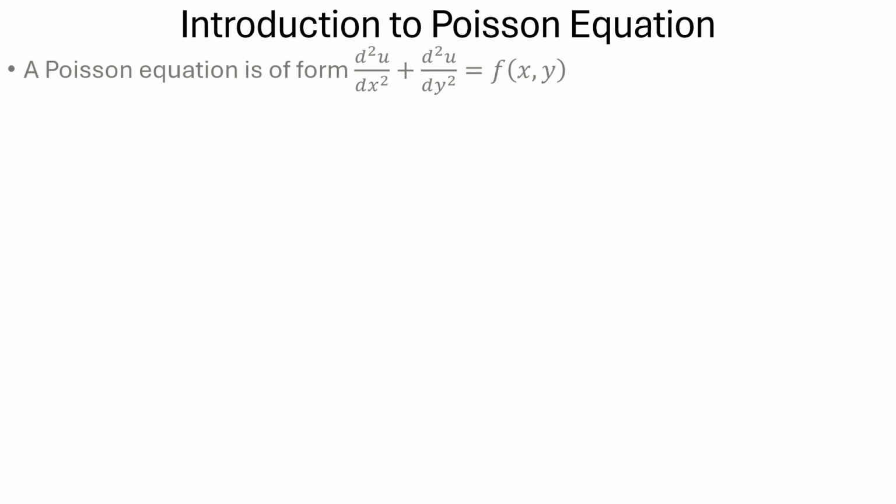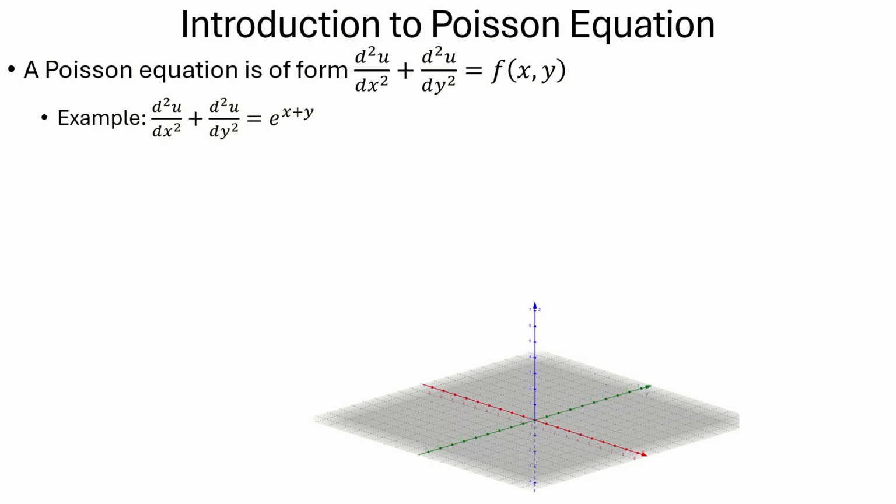To begin, recall that the Poisson equation is a partial differential equation of the following form. The sum of the second derivatives with respect to each independent variable is set equal to some known function f of our independent variables. In 2 dimensions, that is, where the unknown function takes 2 inputs, an example would be the following, where e to the x plus y is our known function f.